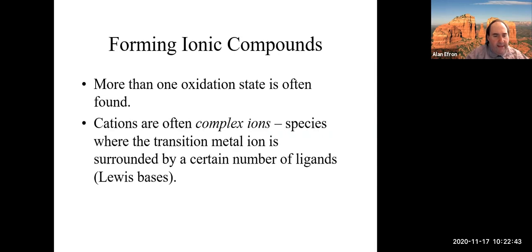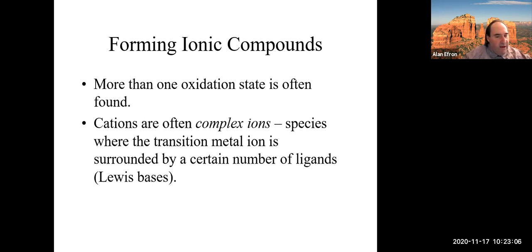So when they do form ionic compounds, transition metals have more than one oxidation state, as we saw in the previous chapter. Again, some of those transition metals, like Mn, for example, could have 6 or 7 or however many different oxidation numbers, depending on the situation it's in.